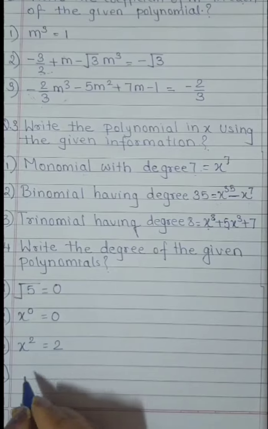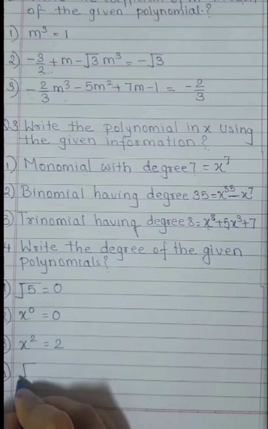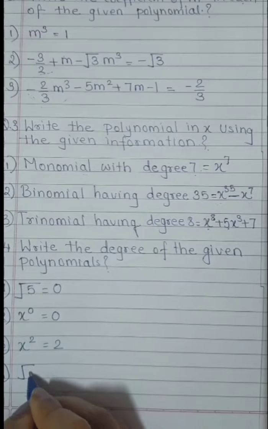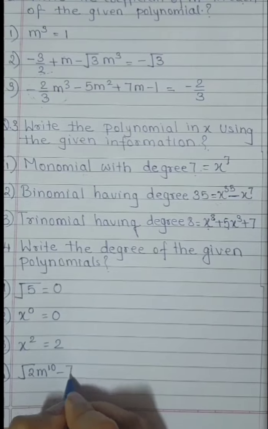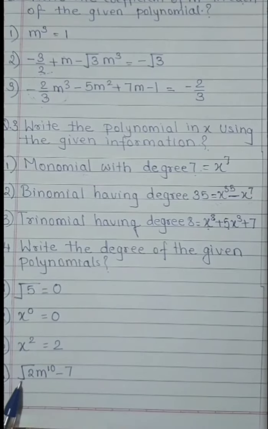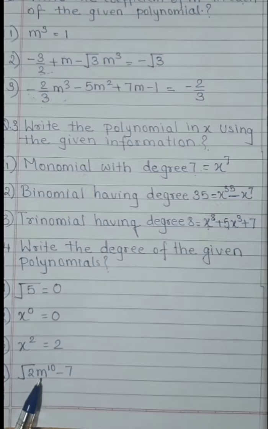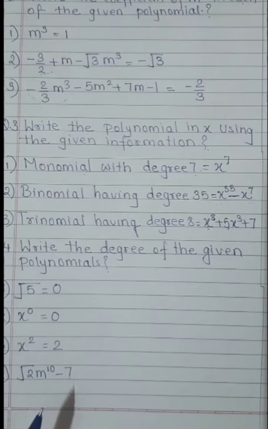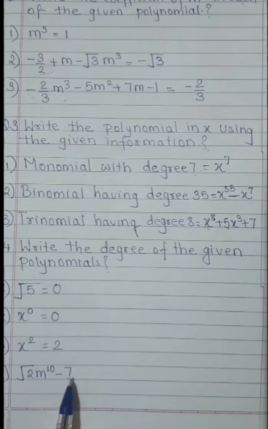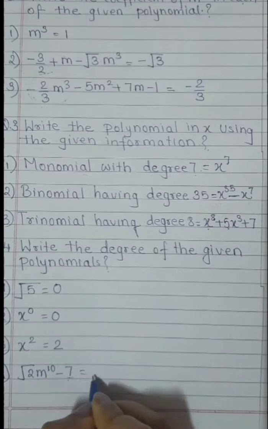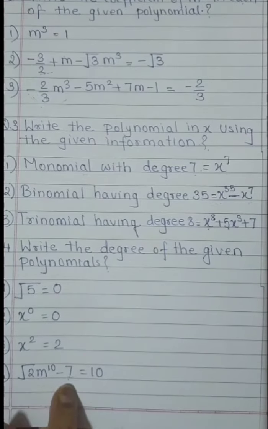Fourth one, square root 2m 10 minus 7. Here as you can see, square root 2m, it's with variable, so degree is what? 10. And here 7 is what? Without variable it is, and it's a coefficient number with 0 degree. So here the bigger degree is what? 10. So we will write 10 as a degree of this equation.